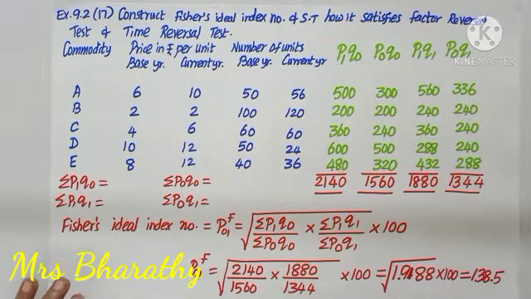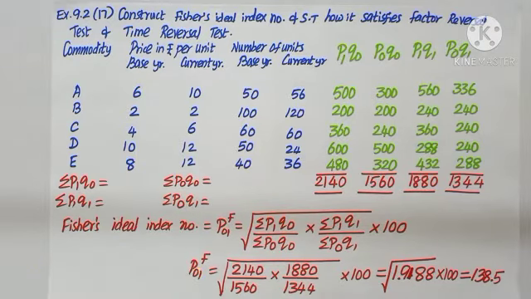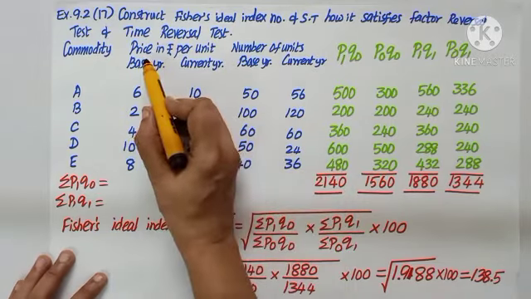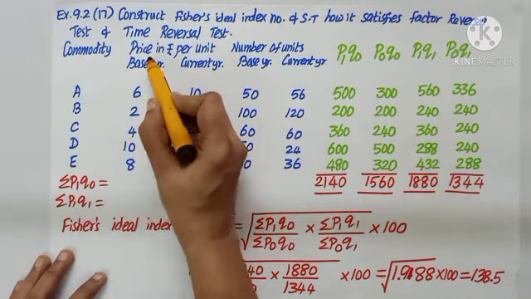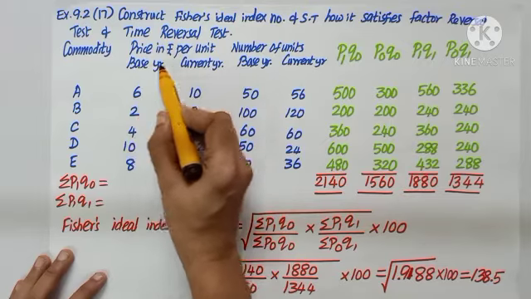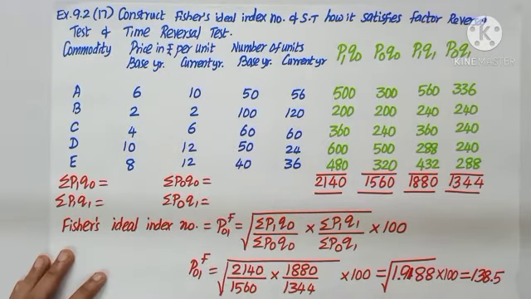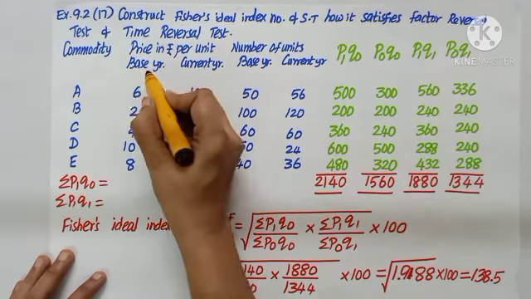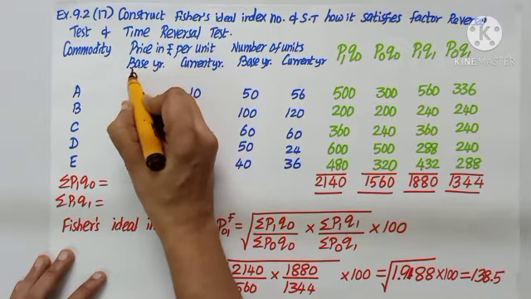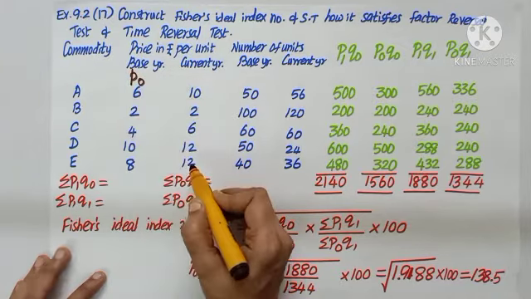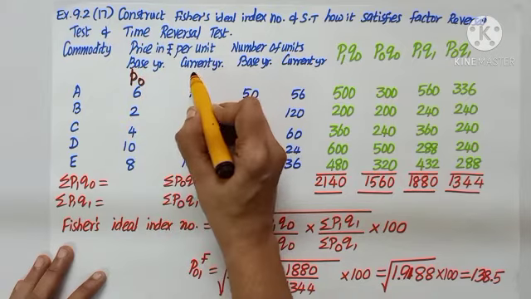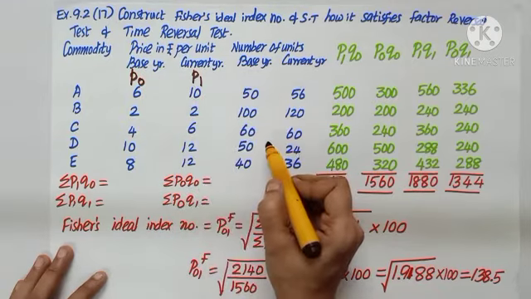Question number 17. Construct Fisher's ideal index number and show how it satisfies the factor reversal test and time reversal test. Given commodities, price in base year, current year. So how will you mark it? Price in base year, P0. Price in current year, P1.